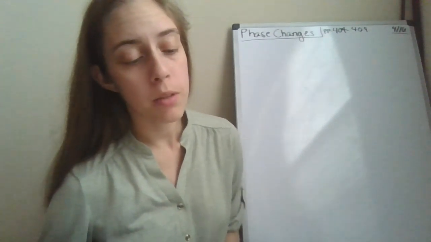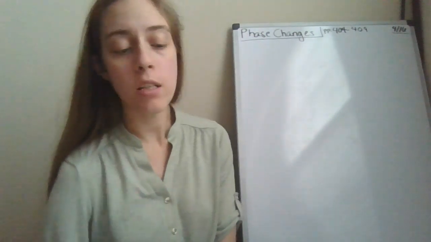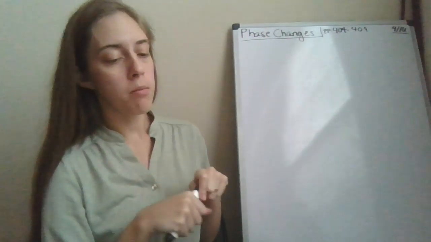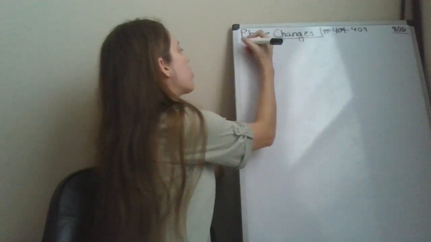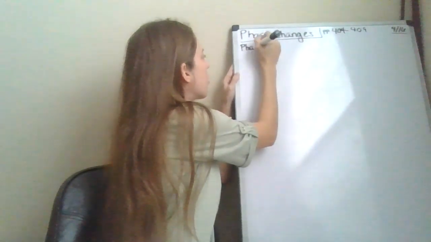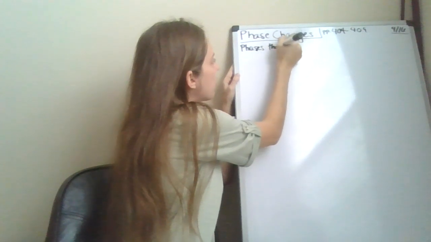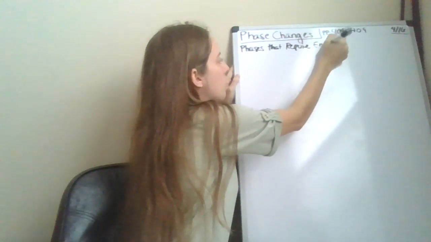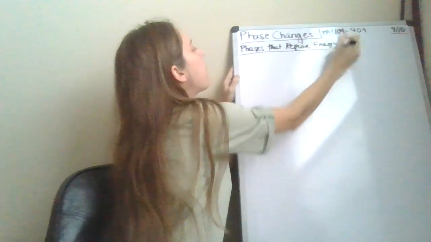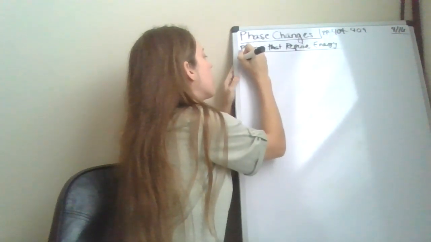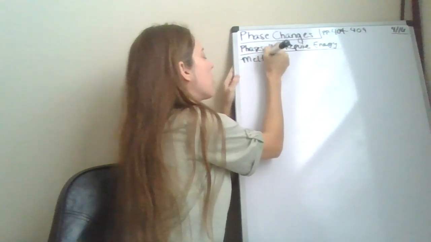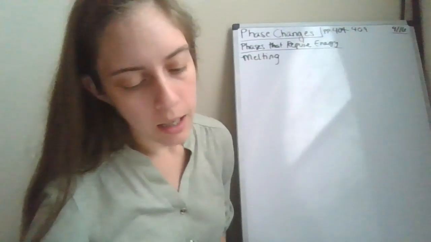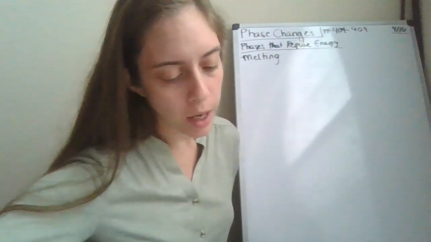So because you're familiar with the phases of water, we can use water as the primary example in the discussion of phase changes. So first we're going to talk about phases that require energy. Number 1, melting. You should be pretty familiar with what melting is. It's what ice does in a glass of water, right?